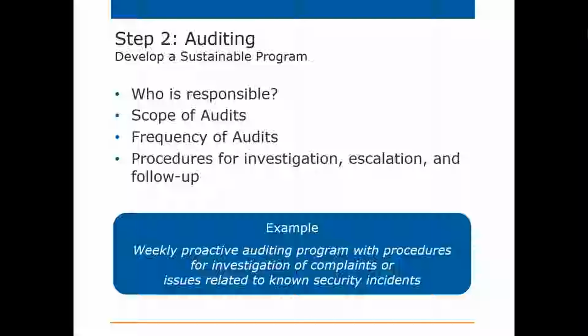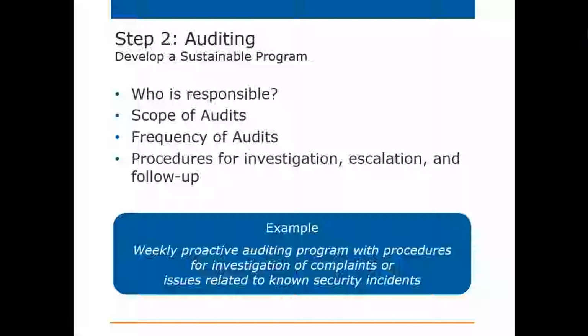So let's talk about the auditing program as a whole. We know we have to audit people, and those people are going to be everyone in our organization, from students to physicians. But who's responsible for it? Who's going to actually do the auditing? What is the scope of those audits? How much time? How much digging are they going to do? How far are they going to go when they find something that looks suspicious to validate it?